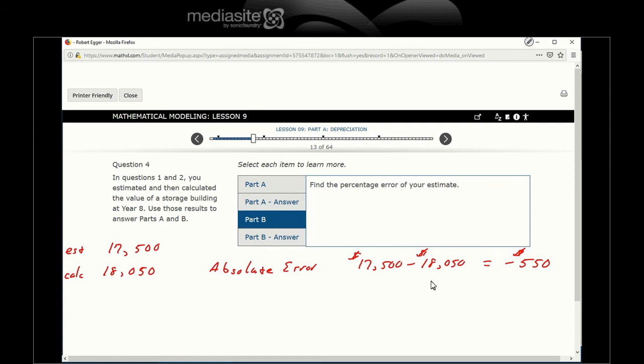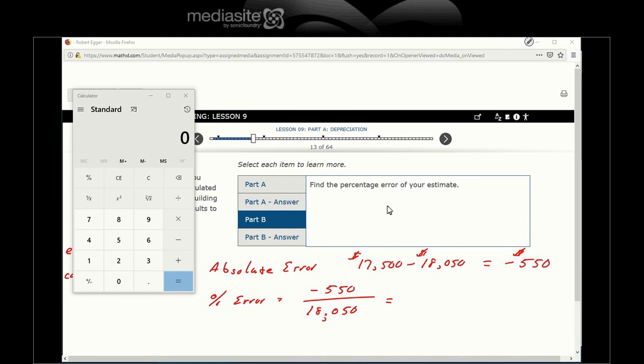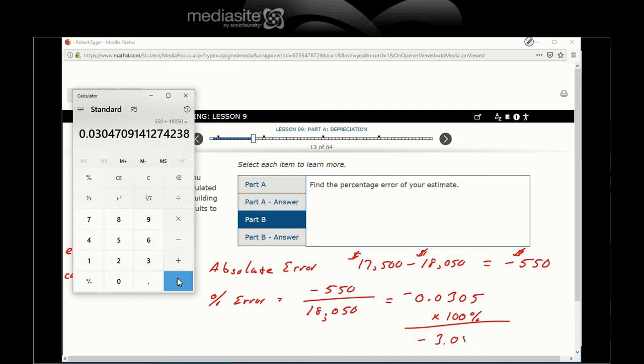Now, percent of error is going to be absolute over calculated. Yeah, calculated just magically appeared. So let's do 550 divided by 18,050 for a 0.0305. I multiply that by 100%. That gives me minus 3.05%.